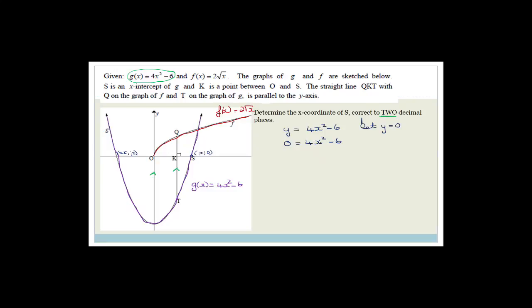Now we're going to solve for x. So we've got 6 is equal to 4x squared. Therefore, x squared is equal to 6 divided by 4. Yes, I am doing it slowly. If you guys want to do it faster than this, it's fine with me. Now you have to be careful because x is plus or minus the square root of 3 over 2. Okay, and now we need our calculators because this is correct to two decimal places.